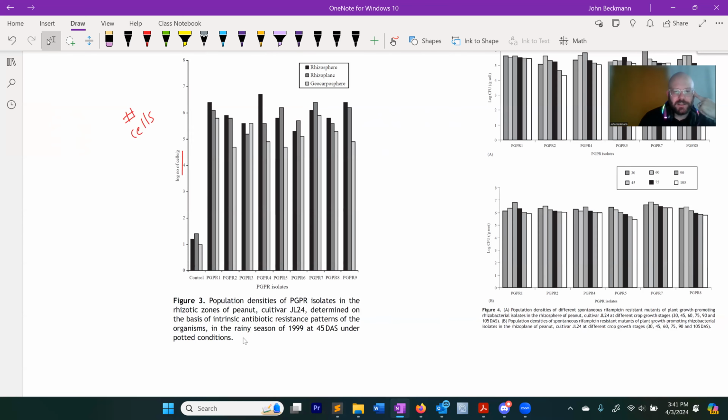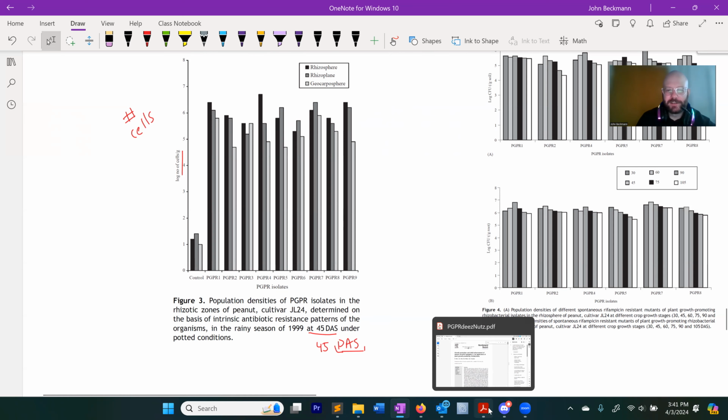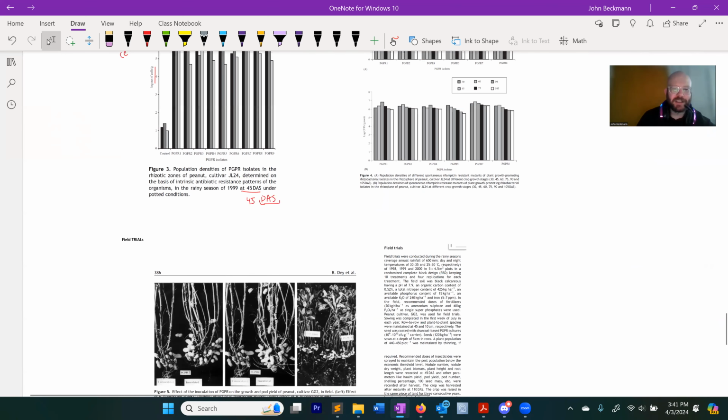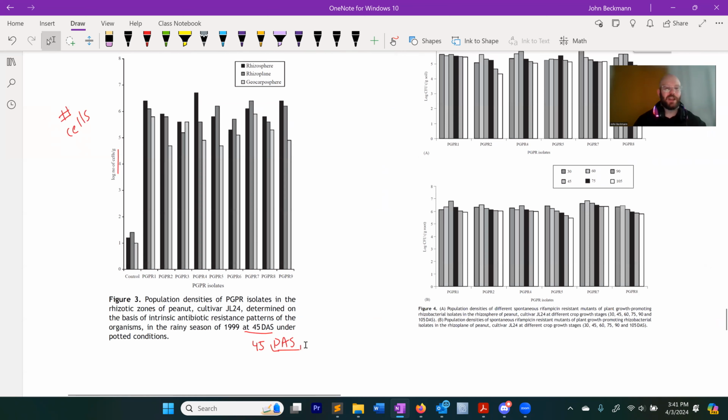Let's see, this is patterns of the organism in the rainy season at 45 DAS. That's the key thing when you read the legend. Did anybody catch what DAS was? It's essentially something like days after planting. I can't remember what the S stands for. Somebody could quickly control-F and find it. Did I write it down somewhere? Sowing. Yeah. Okay, so like planting. So it's essentially days after planting.